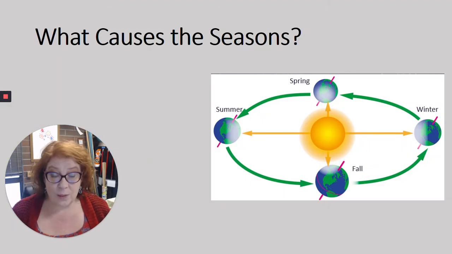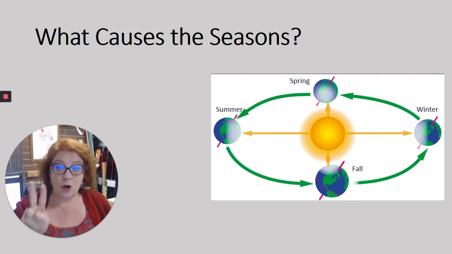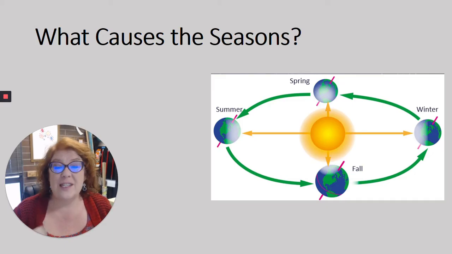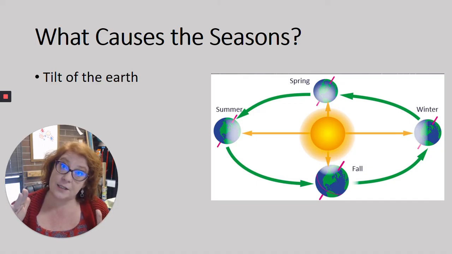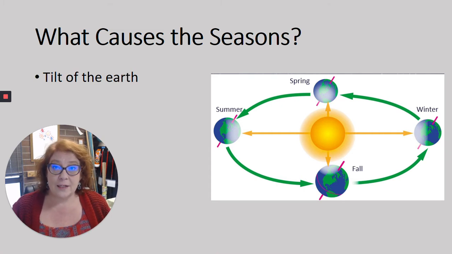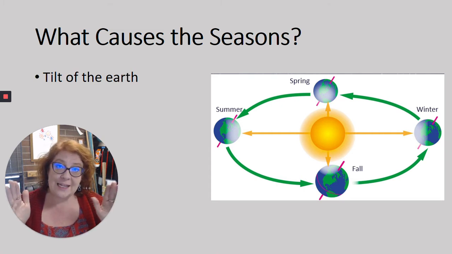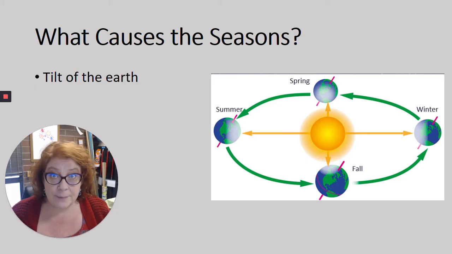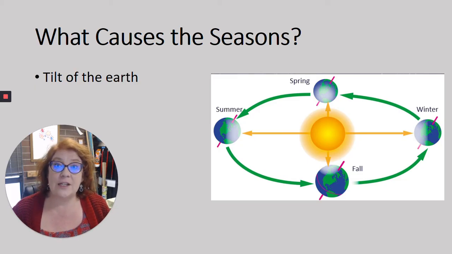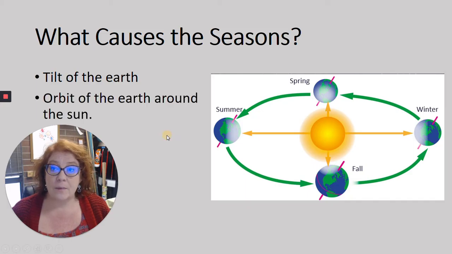Now, last week we talked about this quite a lot. What causes the seasons? What you need to know this week is that there are two main causes. This is just a review. We've already pretty much covered this. The tilt of the Earth. Remember that the Earth is tilted just a little bit, so that part of the Earth is aiming toward the sun and part of the Earth is aiming away from the sun. That's one of the things that causes the seasons.